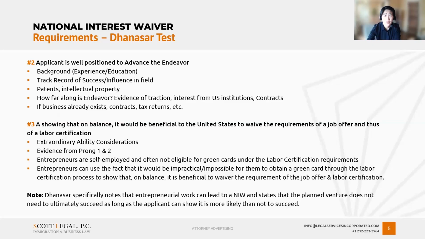So the second part of the Matter of Dhanasar test is whether you can show that you're well positioned to advance the endeavor. And here the focus is not on the proposed endeavor, but on the individual. So your background, experience, education: can you show that you have a track record of success in your field? Have you published intellectual property, such as patents or journal articles, if you are a researcher? And if you have published technology in a patent, has this patent been implemented, licensed out to many different companies? That can also show influence in your field, which can be helpful for the second prong.